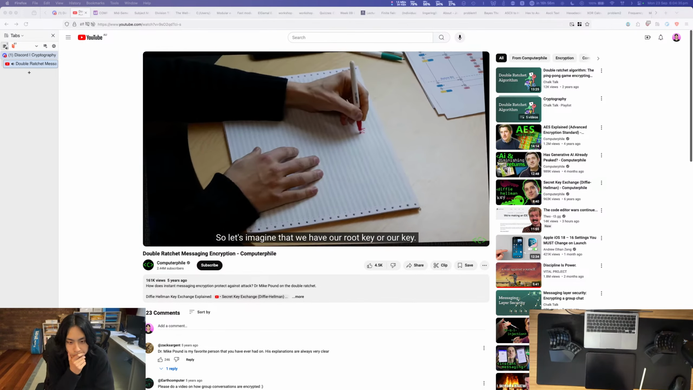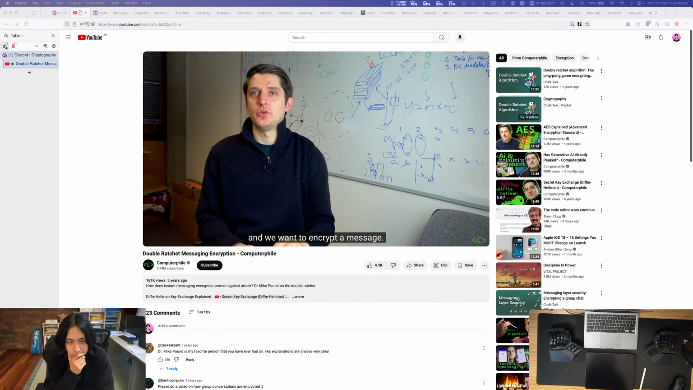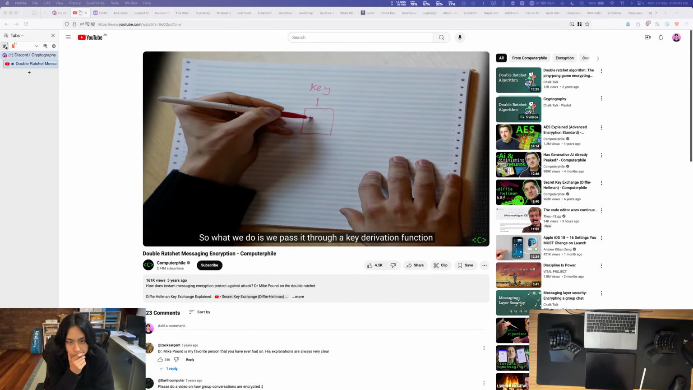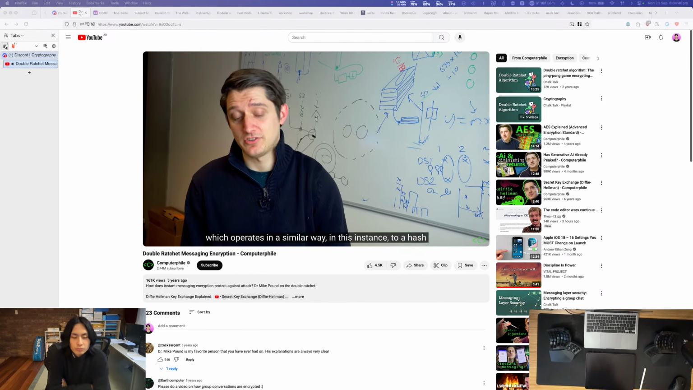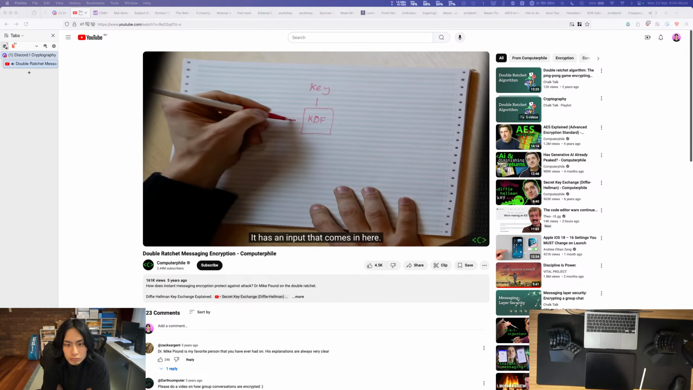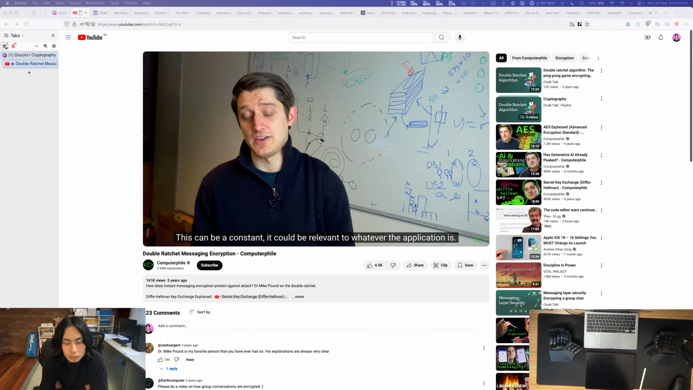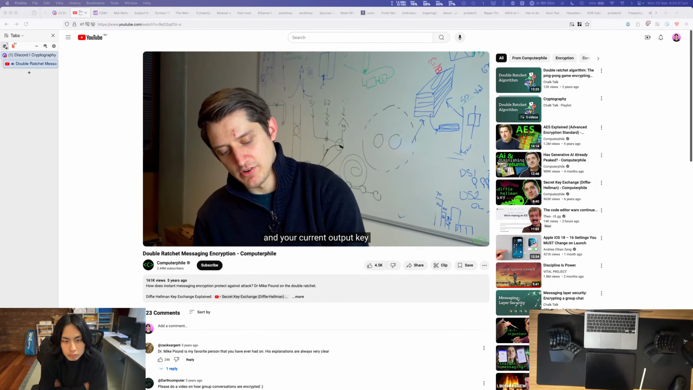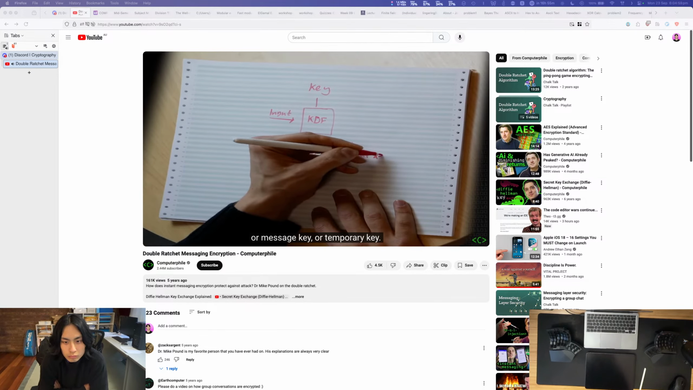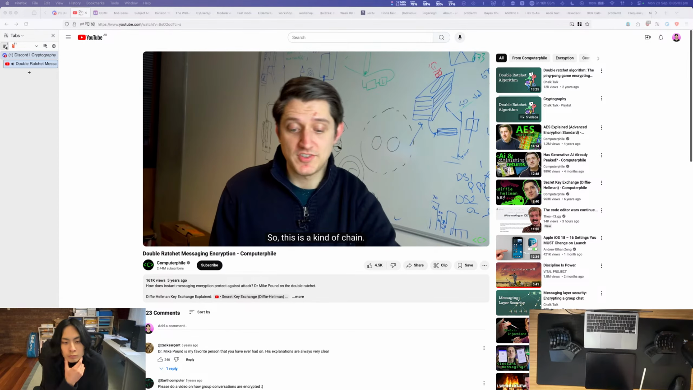So let's imagine that we have our root key, or our key. This is our current key, and we want to encrypt a message. So we pass it through a key derivation function, which operates in a similar way in this instance to a hash, but it's a defined cryptographic primitive. It has an input that comes in here. This can be a constant. It could be relevant to whatever the application is. And out comes a new key and your current output key, or message key, or temporary key, whatever you want to call it, right?